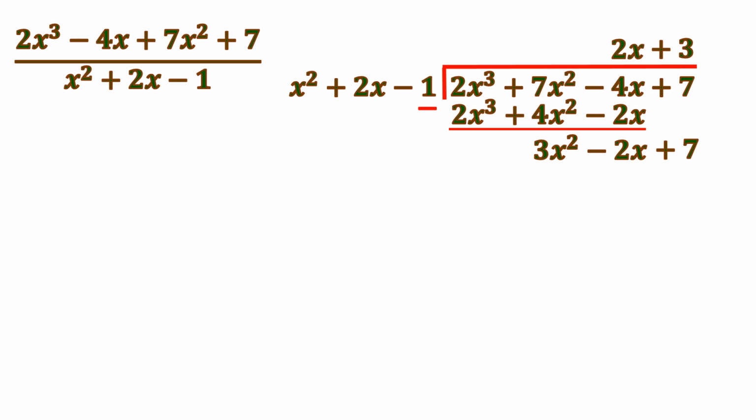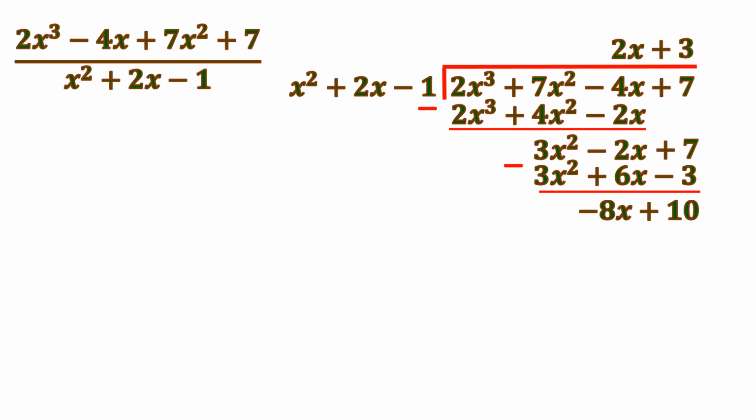Then distribute. 3 times x squared is 3x squared. 3 times 2x is 6x. 3 times negative 1 is negative 3. Then subtract. 3x squared minus 3x squared is 0. Negative 2x minus 6x is negative 8x. And 7 minus negative 3, it's the same as 7 plus 3, is 10.